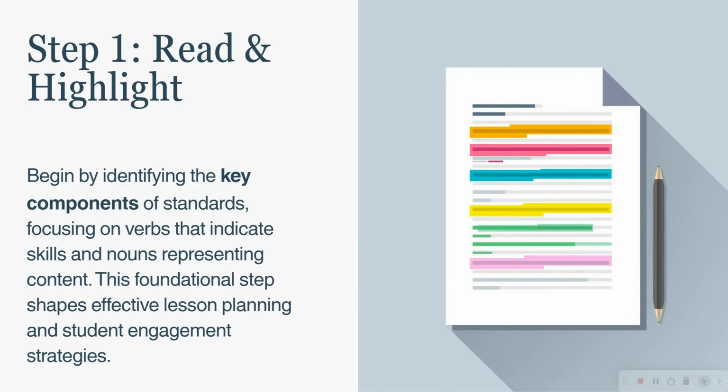Now we'll look more closely at step 1, reading and highlighting. This step involves identifying the key components of standards, focusing on verbs that indicate skills and nouns that represent content. This foundational step will shape effective lesson planning as well as the student engagement strategies that you select when you're planning your lessons. The first step here is to analyze the full standard text. This ensures we aren't relying on abbreviated versions and that we capture the full intent of the standard itself.